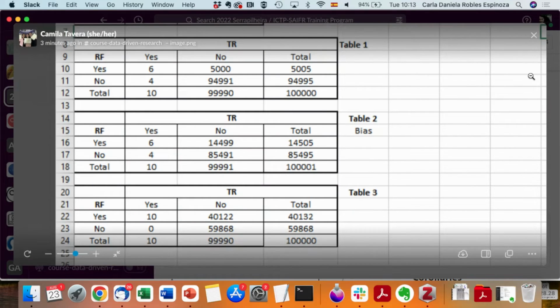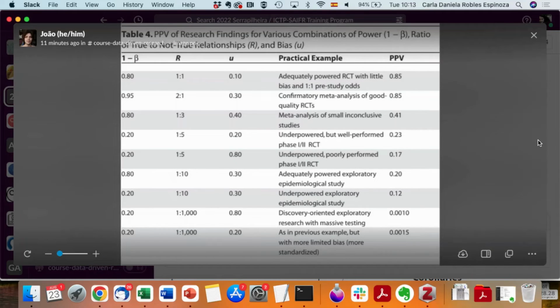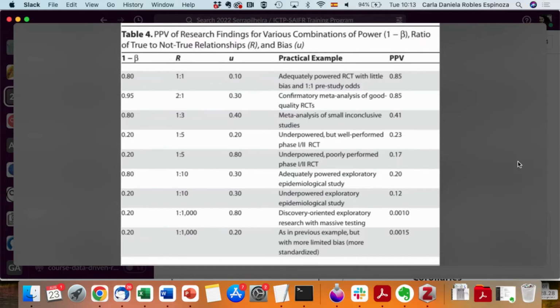It's table 4. It's on the Slack, I think. Okay. So, I don't have the pointer, but basically, in this section he does simulations and obtains a PPV value based on different combinations of predictive power, which is the power of the study, 1 minus beta, R, which is like some kind of a priori probability of your findings being true before actually doing the study, and U, which is a quantification of the bias.